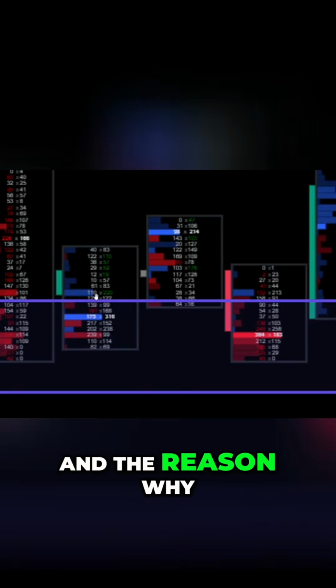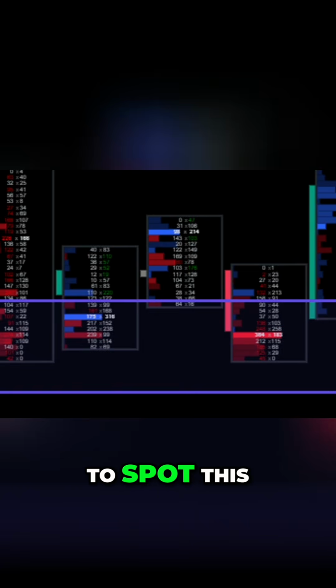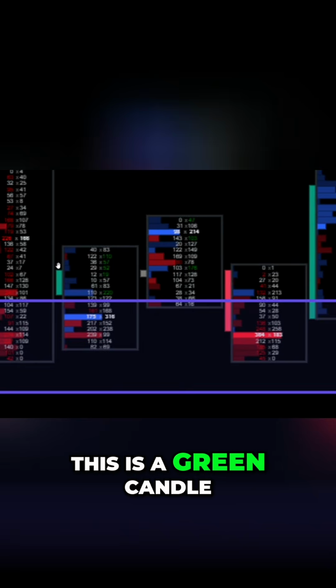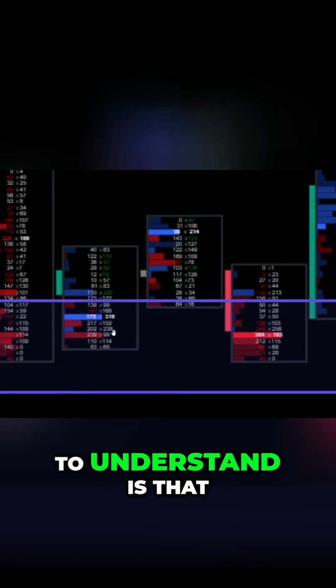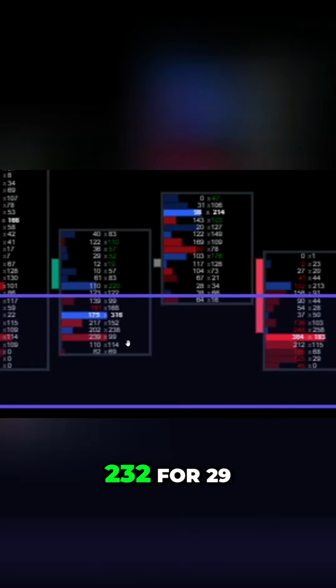What I was pointing at, and the reason why I'm bringing this to your attention, is because I want to train your brain to spot this, right? Do you see how this is a green candle? What I want you to understand is that you can have a green candle, but if you look at the bottom of this green candle, the numbers are fuzzy, but it says 200. Let's just say 232 for 29. I think that is 232 for 29.